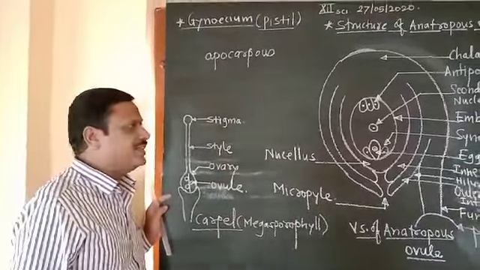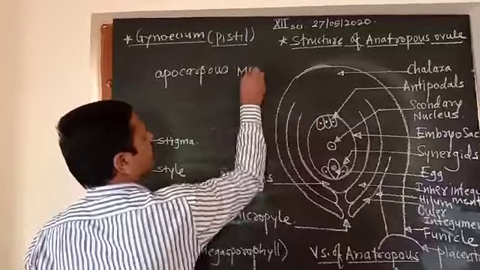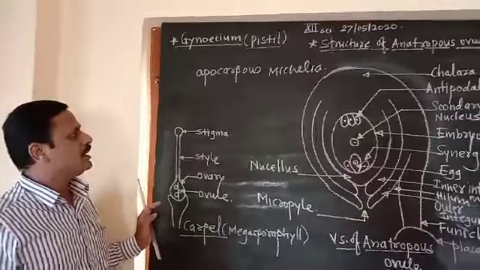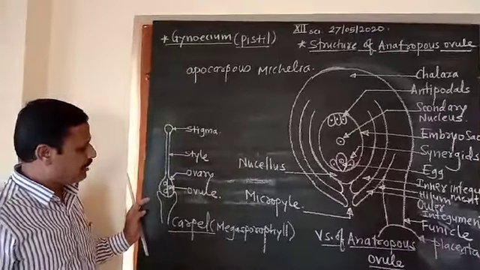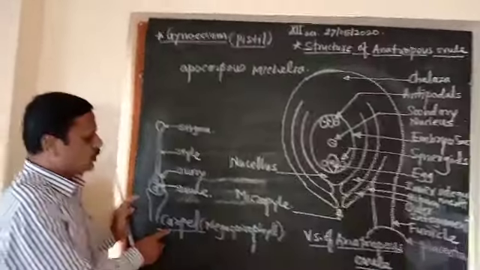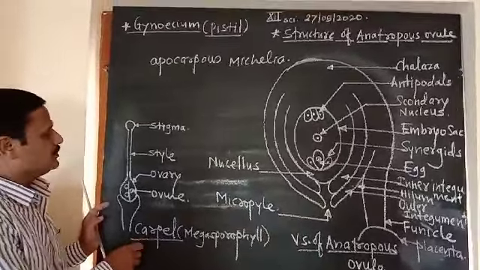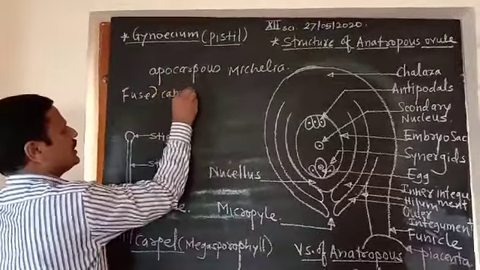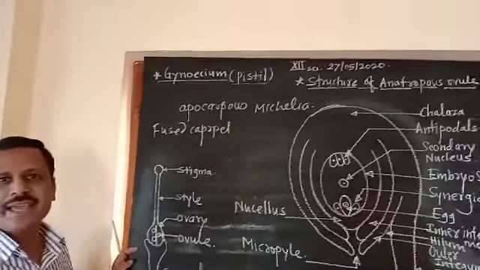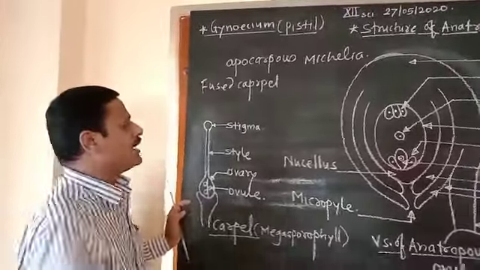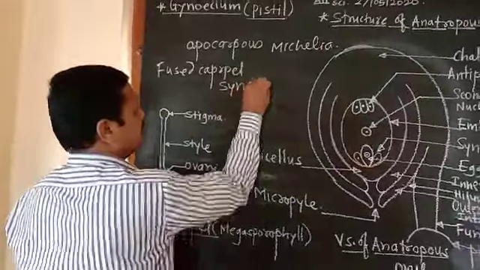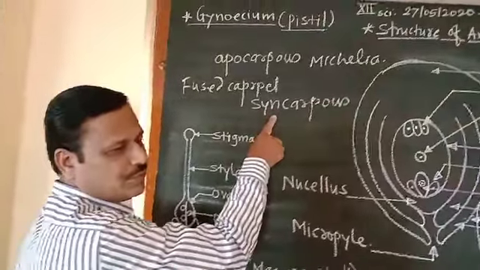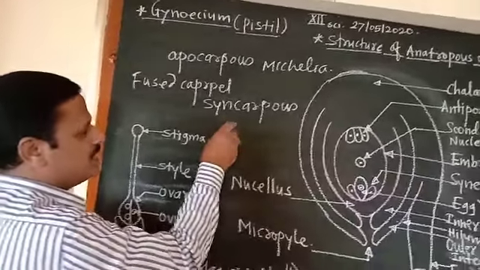Example, Michelia. While a flower with many fused carpels is called syncarpous gynoecium. Example, brinjal.